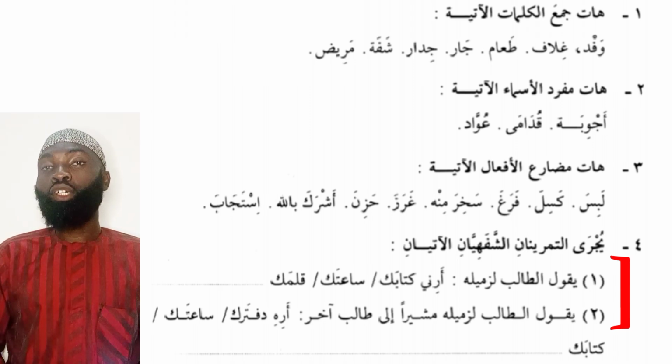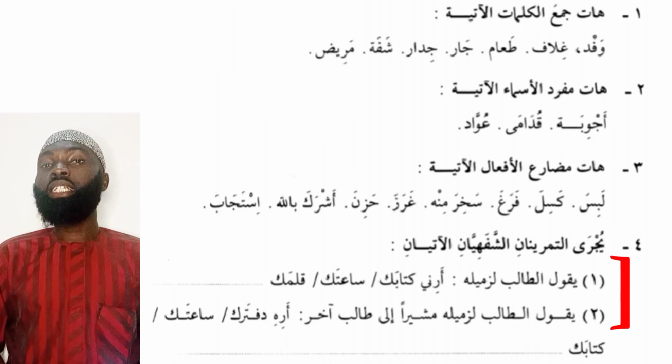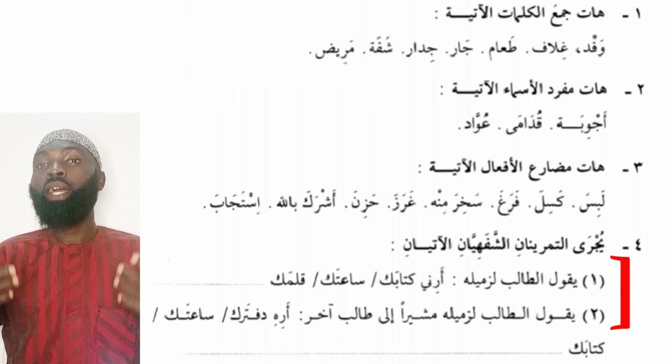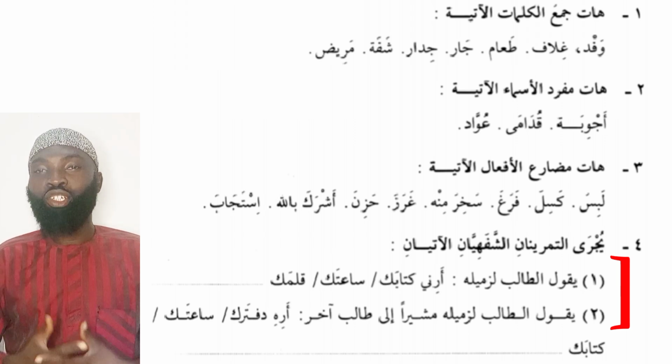The last exercise, we have yujrat tamrinan al-shafahiyan al-atiyan. The following oral exercises should be read out, should be done. The first one we have yaqulu talibu li zamili. The student should say to his partner, what is he to say? He will say, Arini kitabak, show me your book. So the word arini means show me. Aro, yaro, yuri, then arini, that is show me. So arini kitabak, show me your book.